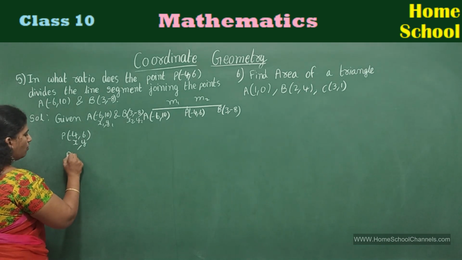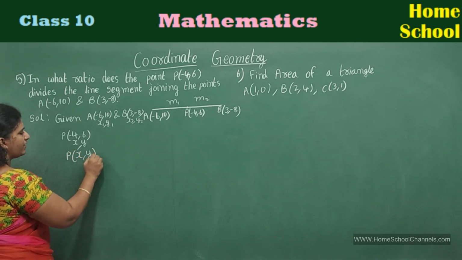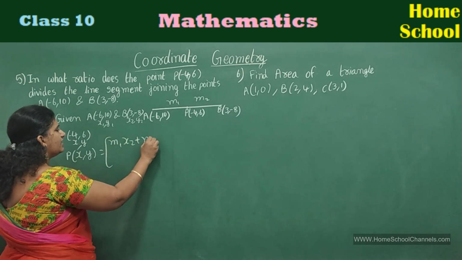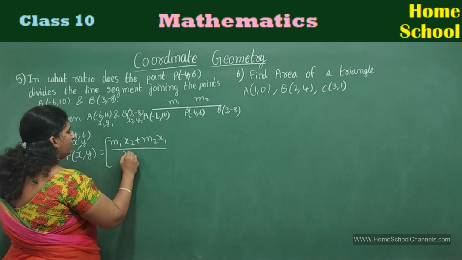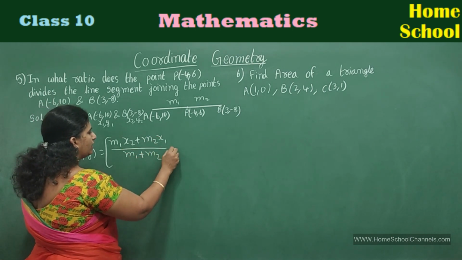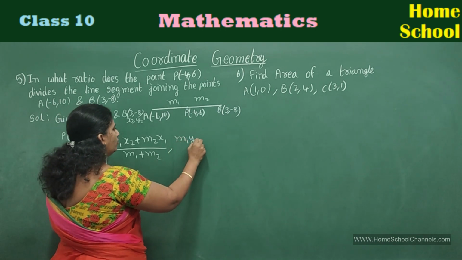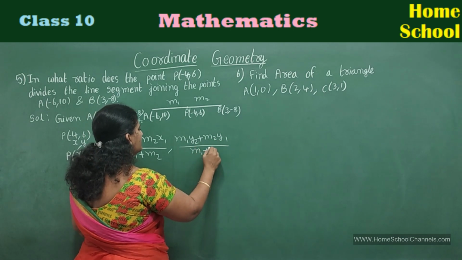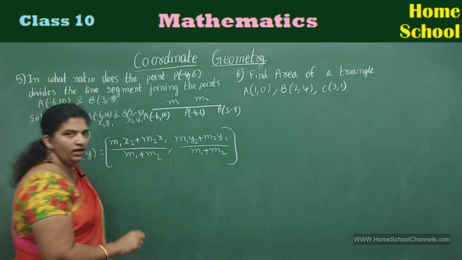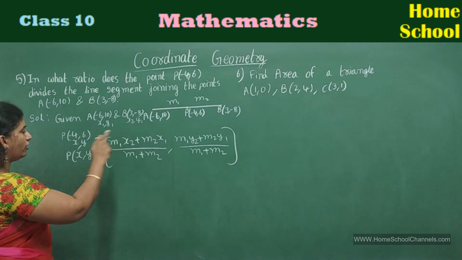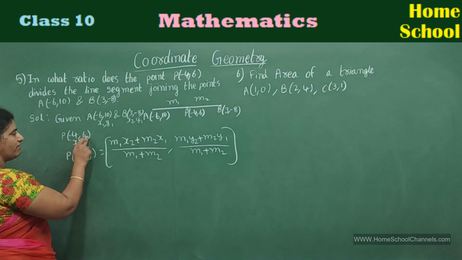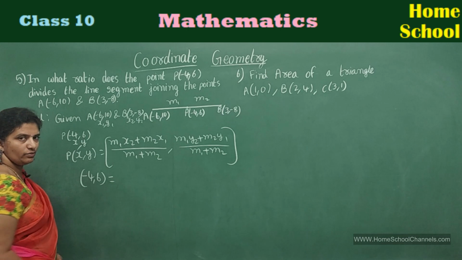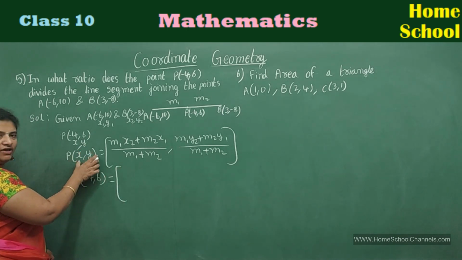Right? And now what is the section formula? P of x comma y is equal to m1 x2 plus m2 x1 by m1 plus m2, comma, m1 y2 plus m2 y1 by m1 plus m2. Okay, now substitute all this. Point of division given. What is that x comma y value? It is minus 4 comma 6, this coordinate given already, right?